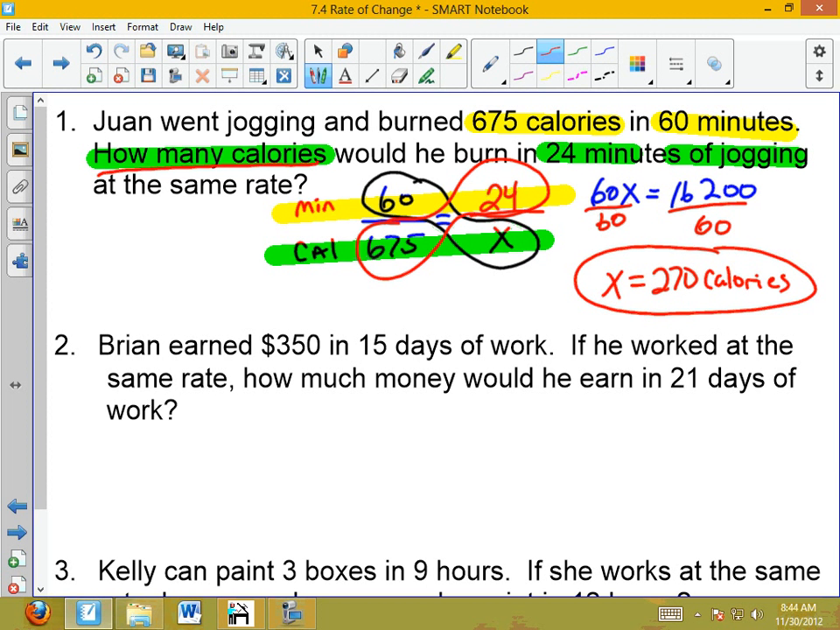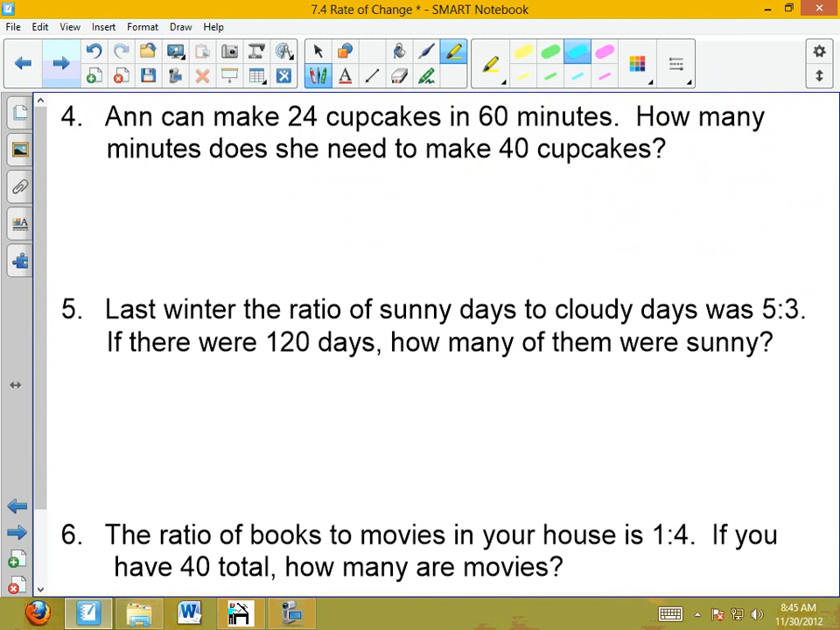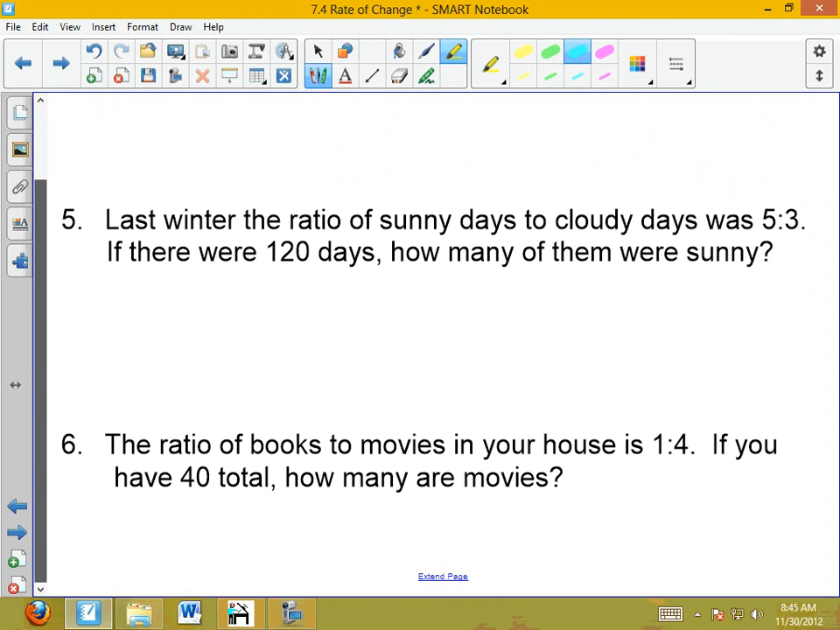It's that simple. A huge mistake that people are making is when they cross multiply, instead of setting it up as an equation like it is here, they set it up as a fraction. Please don't do that. Okay, 2 and 3 are exactly the same. All right? Same with 4.